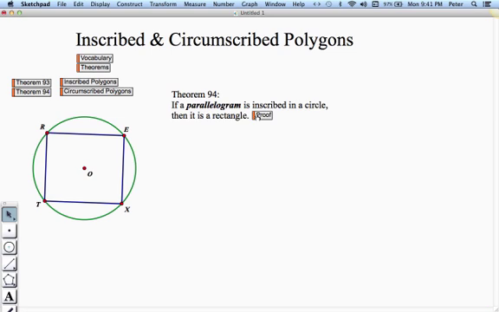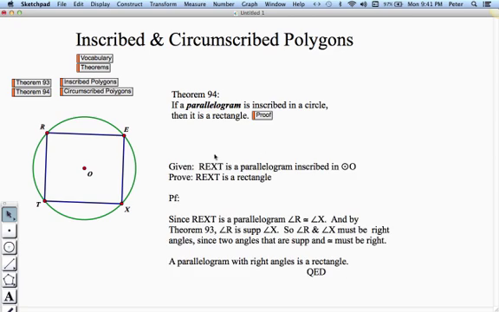Now let's think about that. If we look at the proof, we know that REXT is a parallelogram, and we're going to prove it's a rectangle. And the way we'll do that is recalling back from Chapter 5 the properties of a parallelogram. You'll recall that opposite angles, like angle R and angle X, are congruent. That's true in all parallelograms. And by the theorem we just learned, we know that since it's a quadrilateral inscribed in the circle, the opposite angles have to be supplementary.